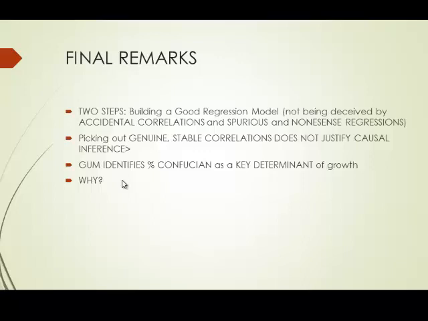Now the methods we have discussed will get rid of the spurious correlation for the most part. So in the end, when we get a correlation between GNP and, for example, the percentage of Confucians, which turns out to be significant in all of the methodologies, we will say that the percentage of Confucians in the population is a key determinant of growth. This is what we end up by saying.